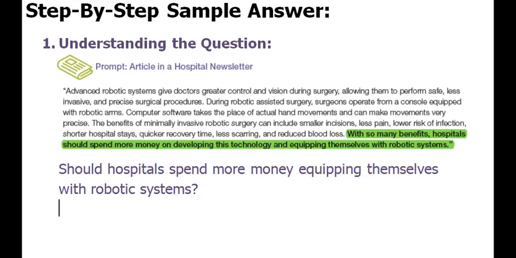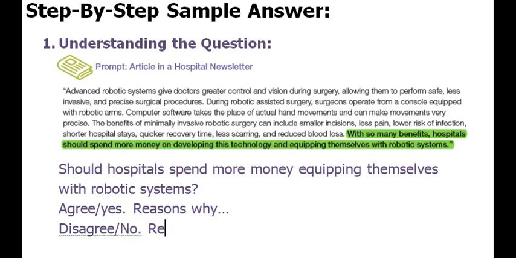So then you will talk about agree or yes. If you say yes, they should spend more money, and then give reasons why. And for the disagree, no, they shouldn't spend more money on robotic systems, and then give reasons why not.